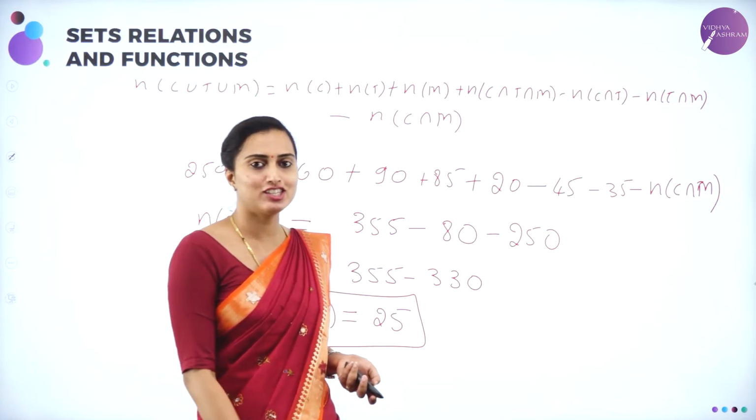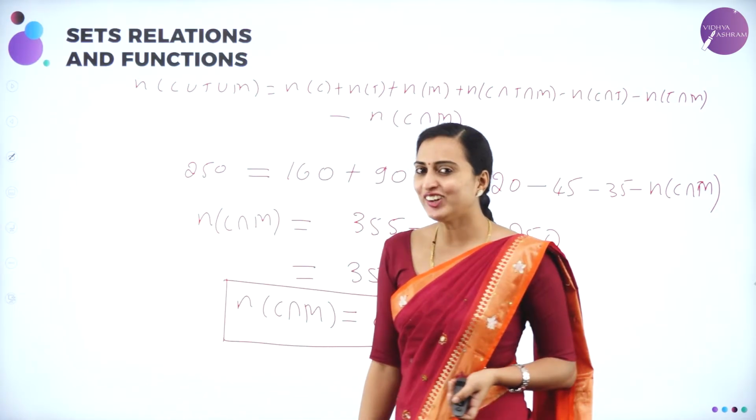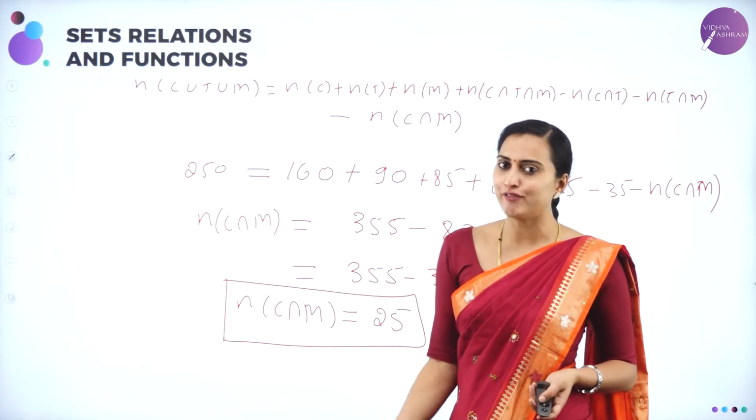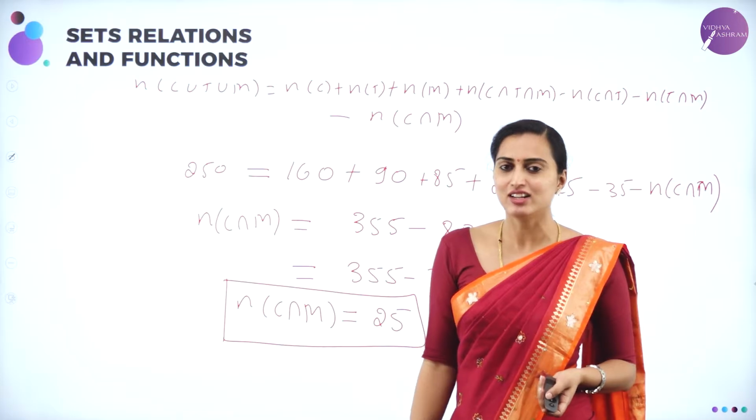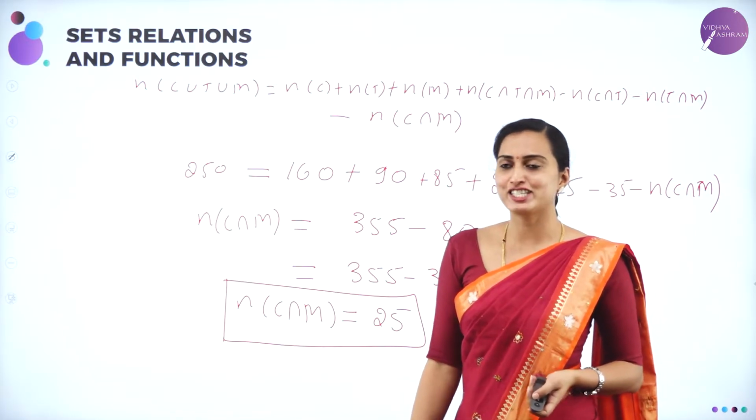Okay, this is easier, right? So try to write the Venn diagram for this as I have taught for the last one. Okay, try to write for this also. Understood, dears? We'll be moving on to the next problem.